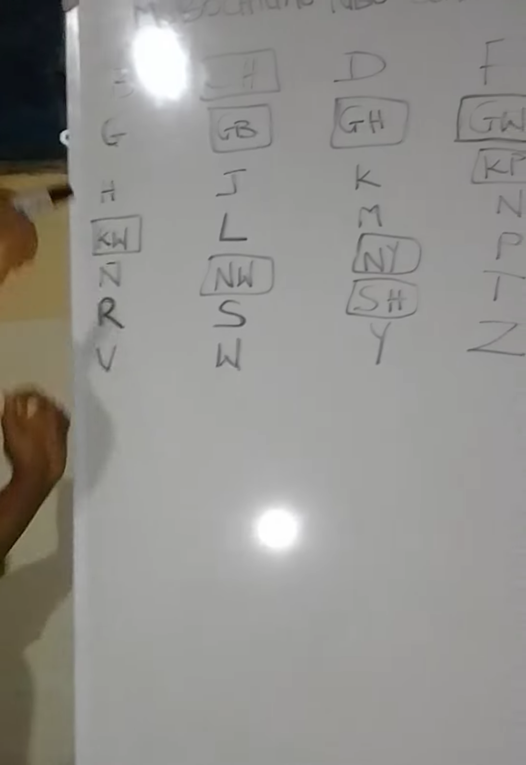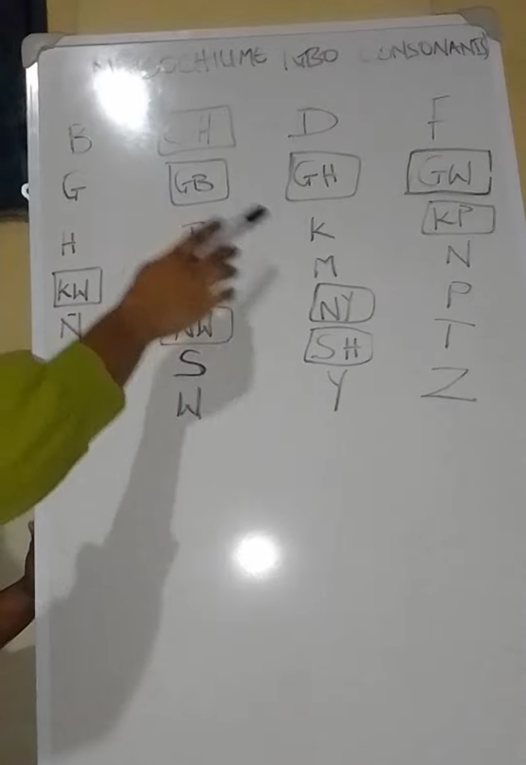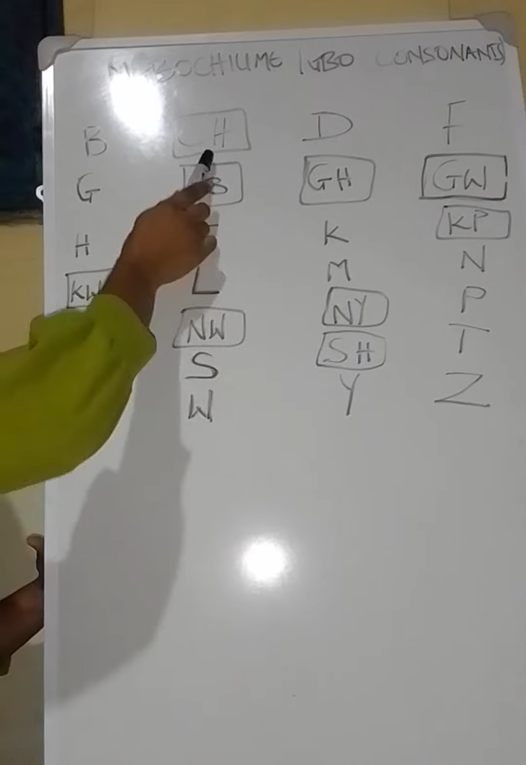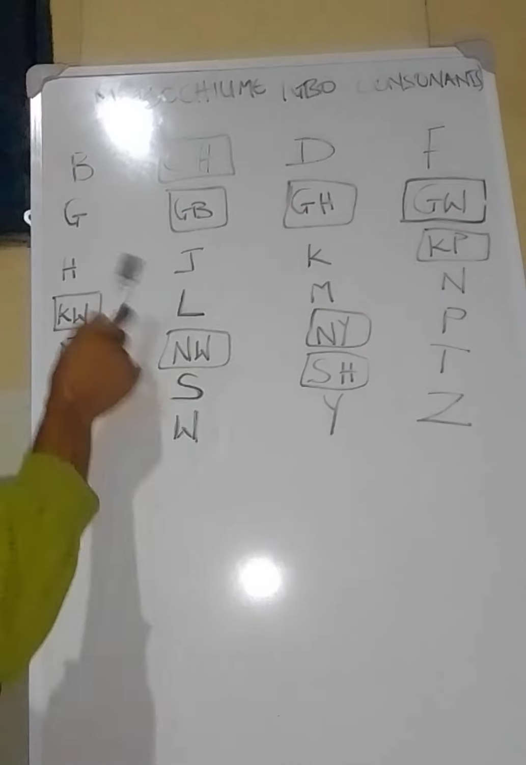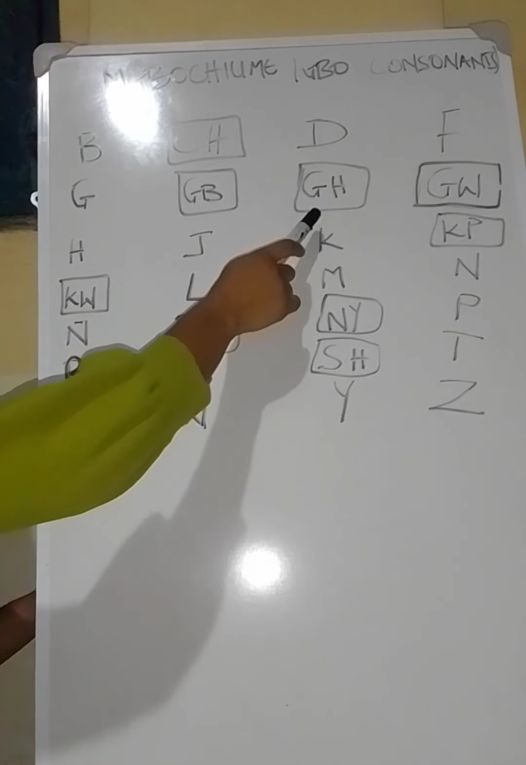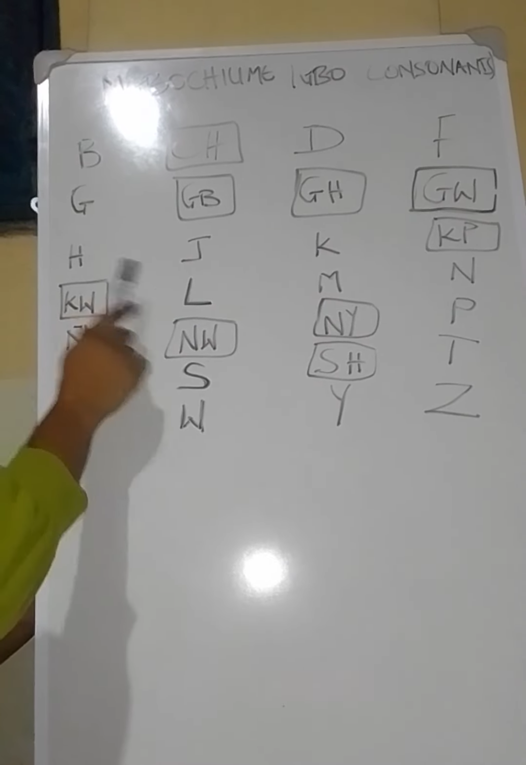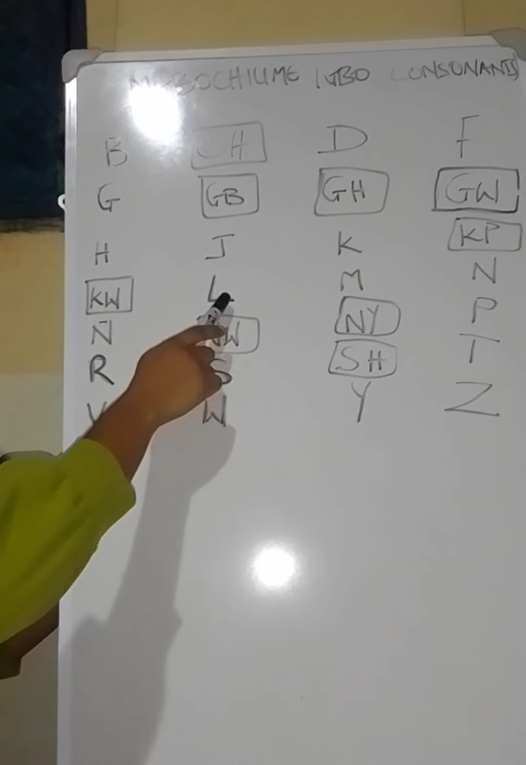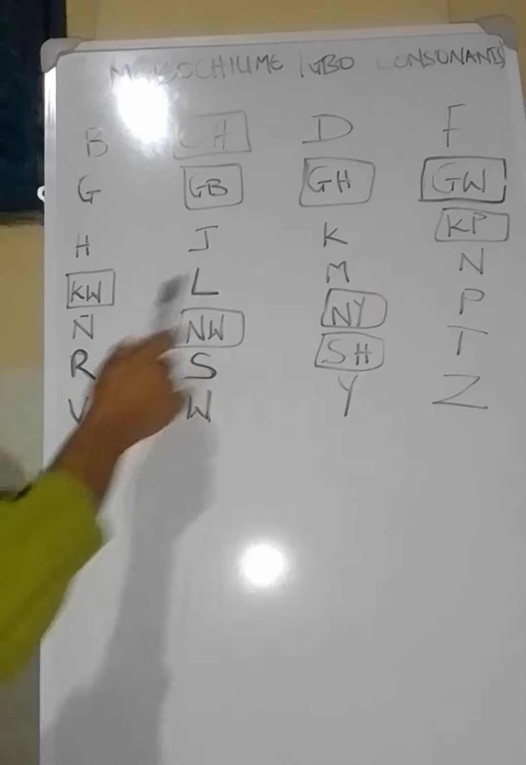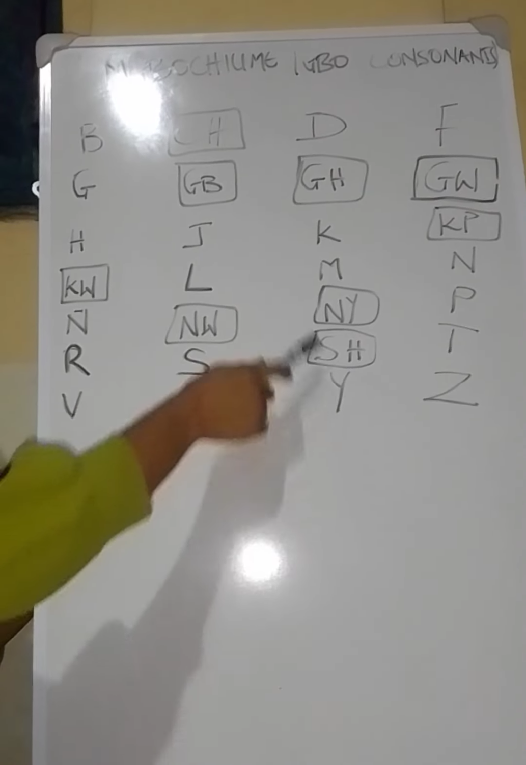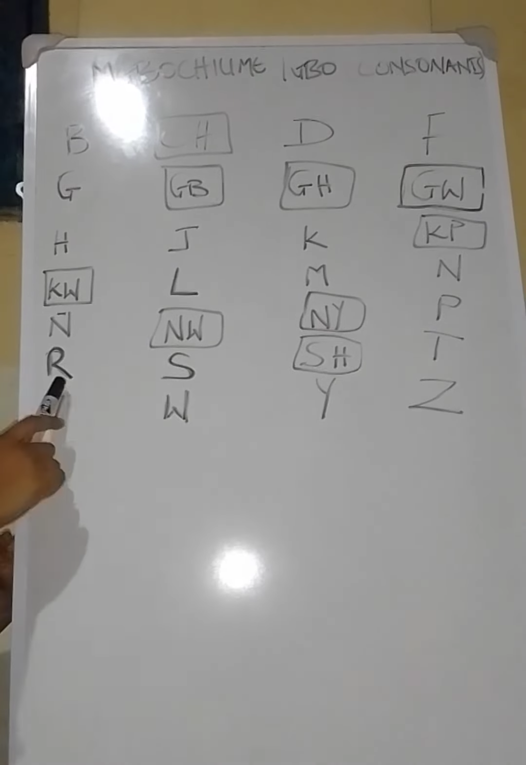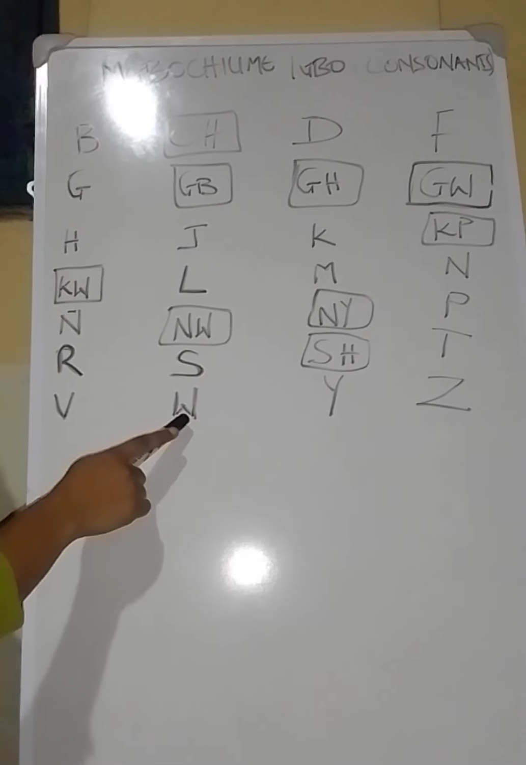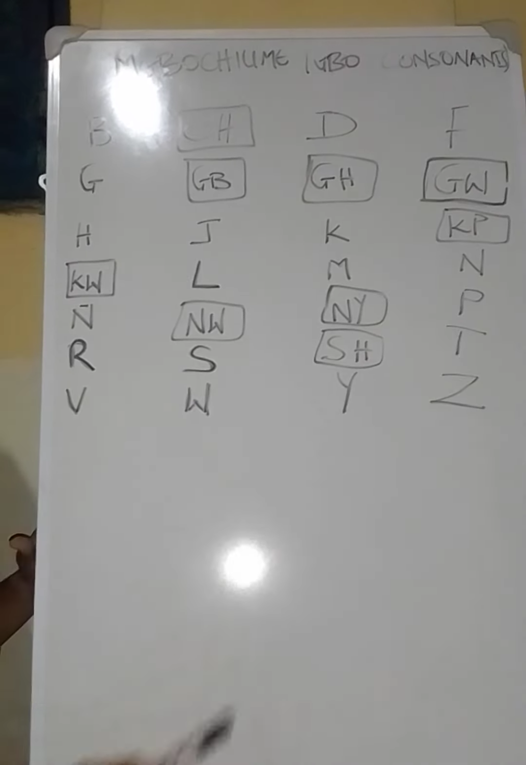Let's go. This is B, Chi, D, Fi. You can repeat after me. B, Chi, D, Fi, G, We, Re, Gui, Hi, Je, Ki, I, Kwi, Li, Mi, Ni, Nge, Nwi, Nyi, Pi, Ri, Si, Shi, Ti, Vi, Wi, Ye, Ze. These are the consonants of Igbo language.